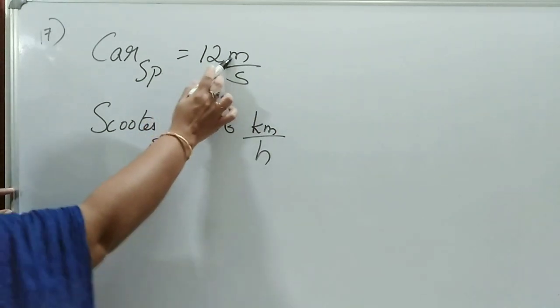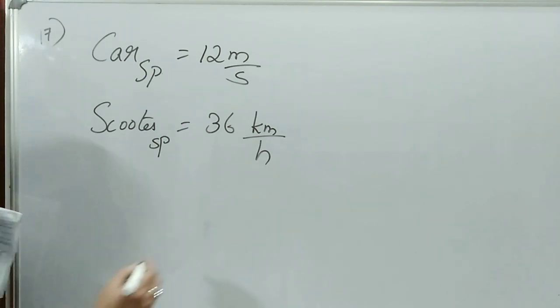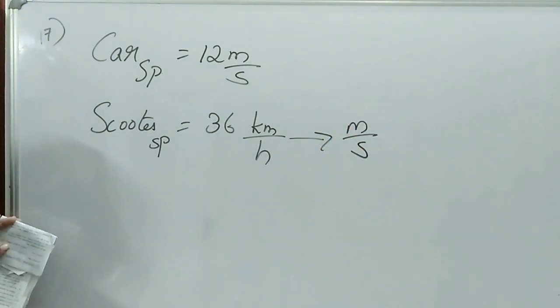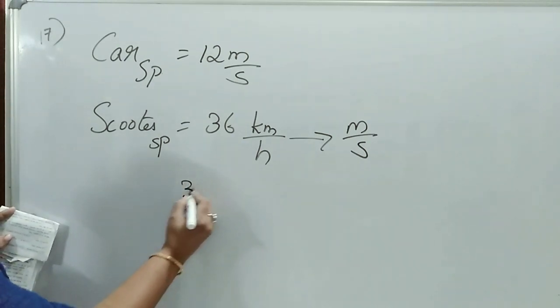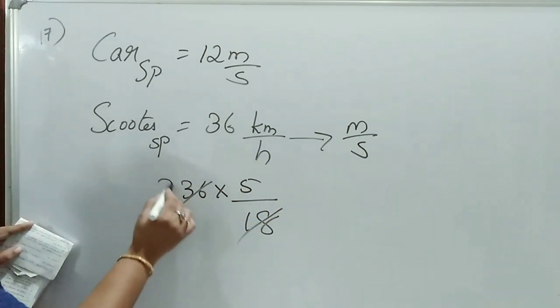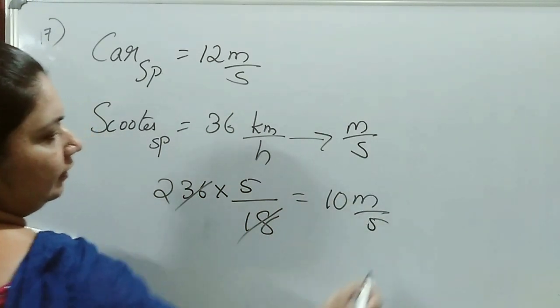Since both are given in different units, we cannot compare them. So what do we have to do? Either we can convert kilometer per hour to meter per second, or meter per second to kilometer per hour. I am going to convert kilometer per hour to meter per second. For that we have to multiply by 5 by 18. So we have 36 into 5 by 18. Cancelling, 18 into 2 is 36, and 5 into 2 is 10. 10 meter per second.